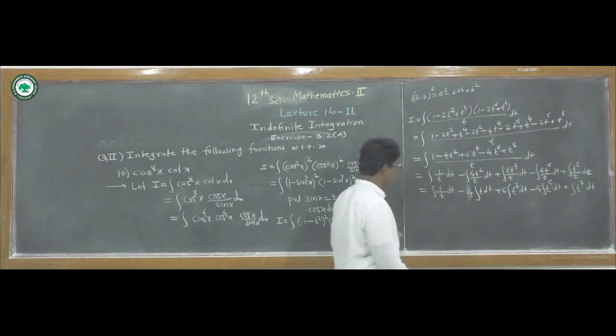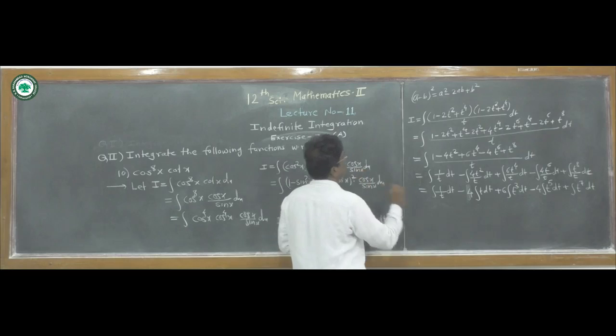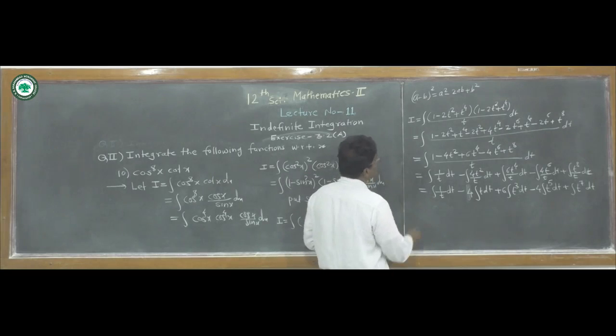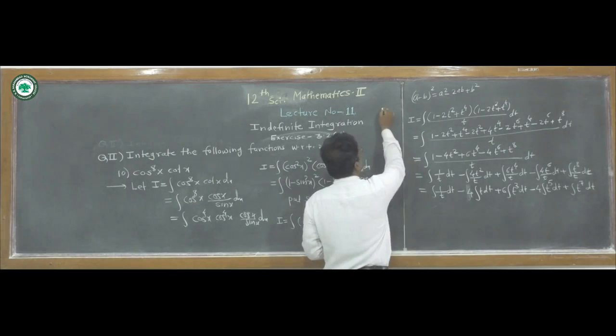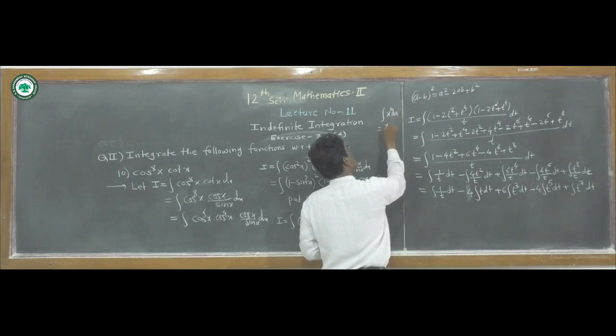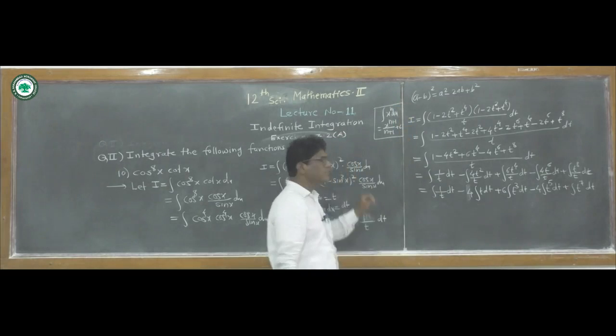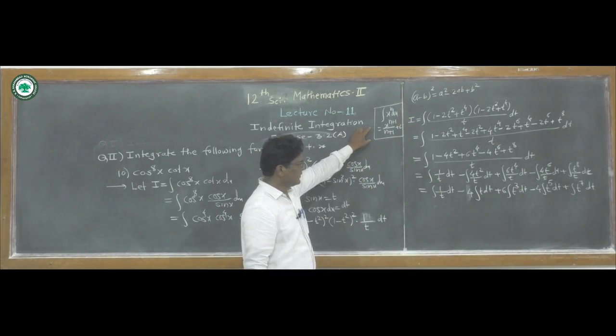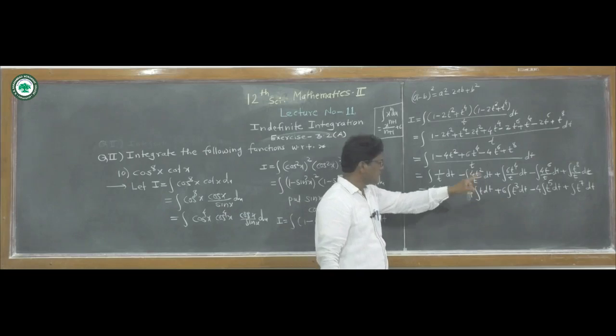Now take the integration using the formula. Which formula? Integration of x to the power n dx is equal to x to the power n plus 1 upon n plus 1 plus the constant of integration. This is the important formula. We use this formula to find the integration of all these terms.